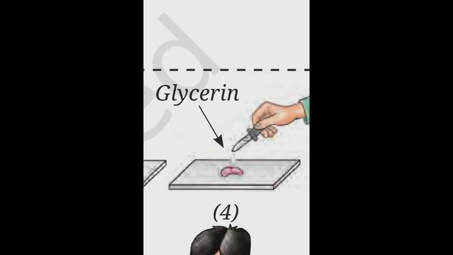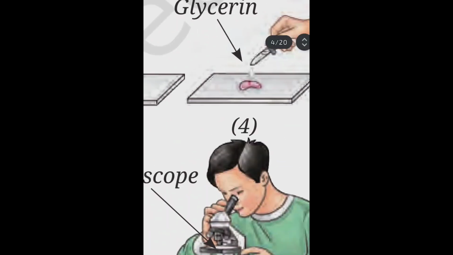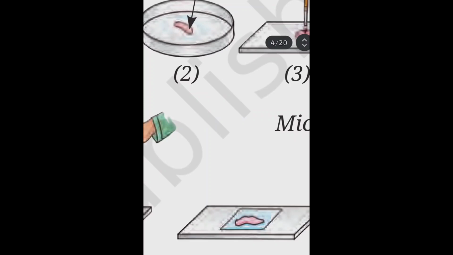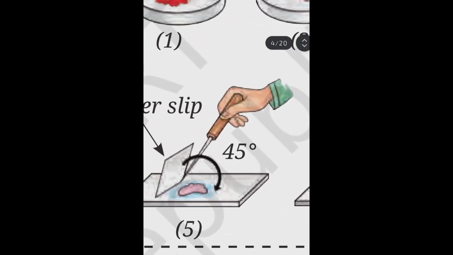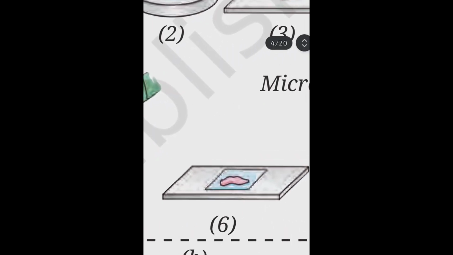Slowly place a cover slip over the peel using a needle such that no air bubbles get trapped. Carefully, we should place the cover slip. You can see how the cover slip is to be placed. The cover slip is kept at a 45° angle, and slowly we remove this dropper and place the cover slip without making any air bubble inside. There should not be any air bubble inside the cover slip. Now it is placed very nicely.